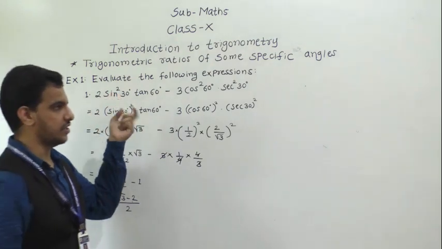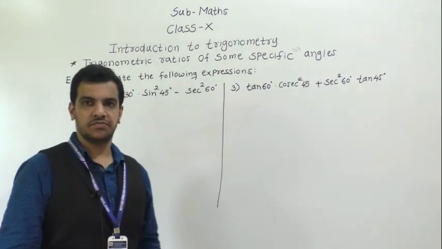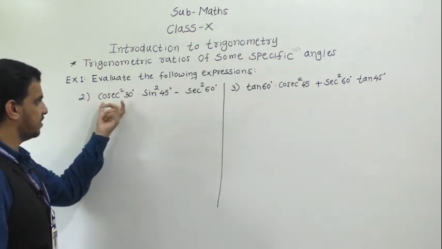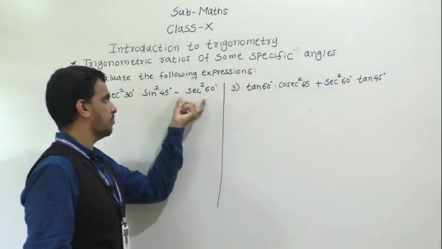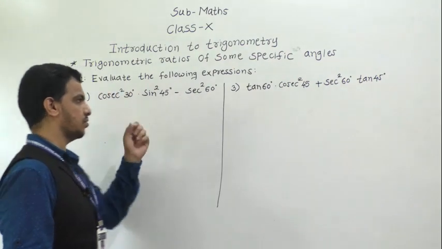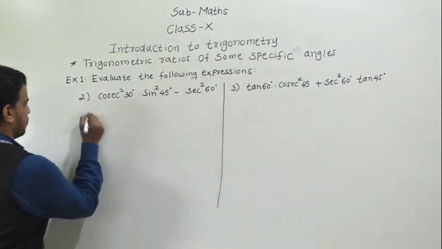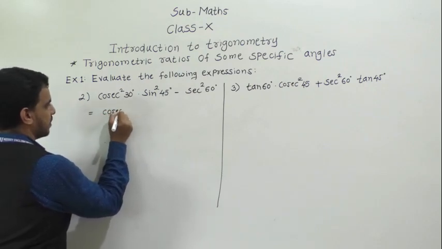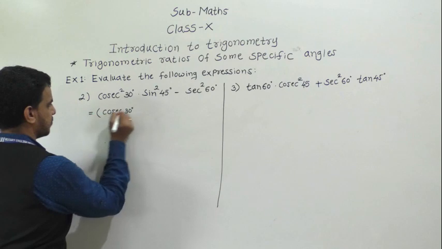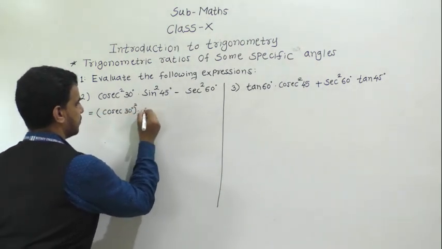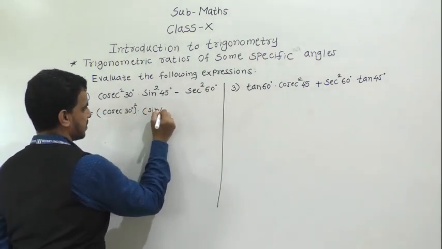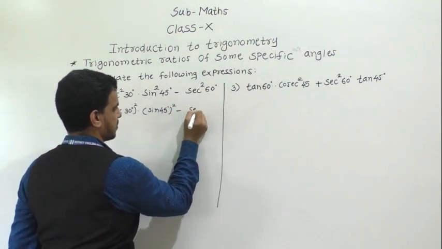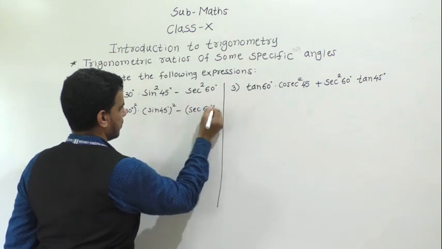Okay, now we will take second expression. Here I have written two expressions. First one is cosec square 30 degree into sine square 45 degree minus sec square 60 degree. Okay, so first we will solve this one. So again cosec square 30 degree, this we can write cosec 30 its square, sine square 45, sine 45 degree bracket square, minus sec 60 degree bracket square.